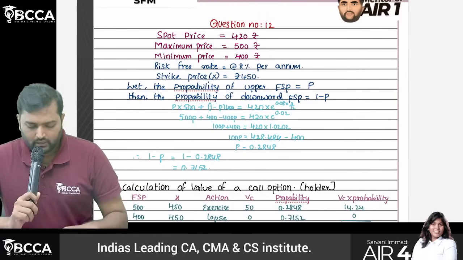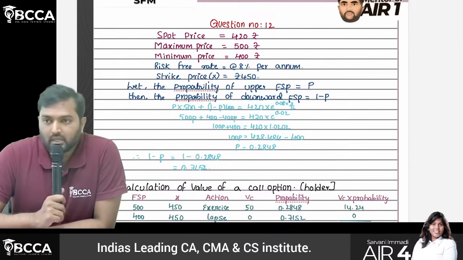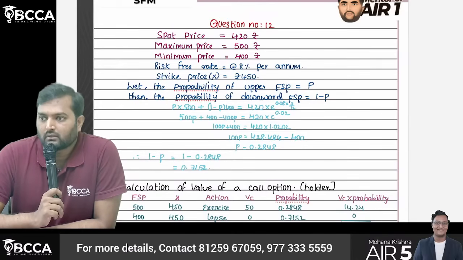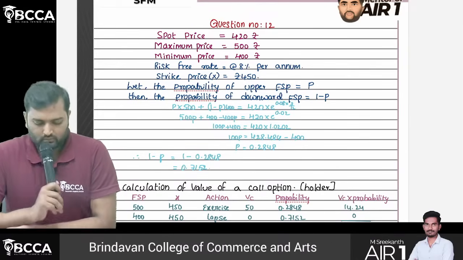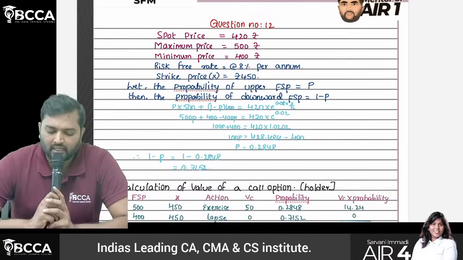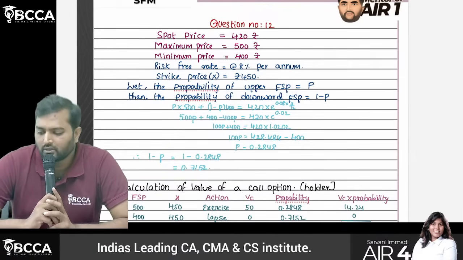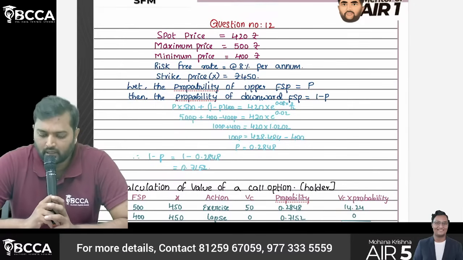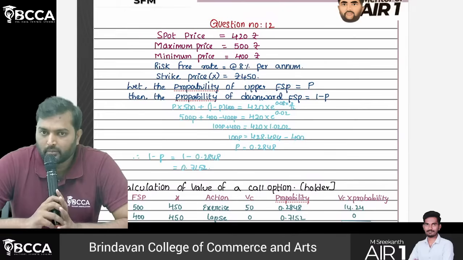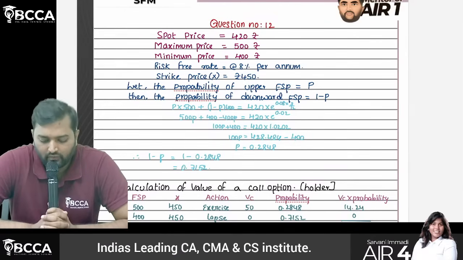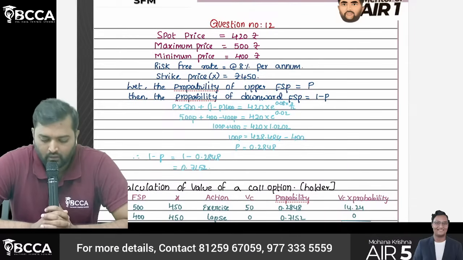So you have to practice this question. What is the spot price? 420. What is the maximum price in the next how many months? 3 months. In the next 3 months, price may increase to 500 or decrease to 400. Risk-free rate 8% per annum. Strike price rupees 450.